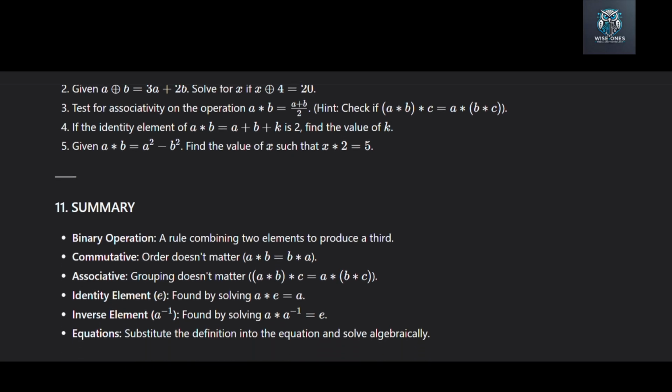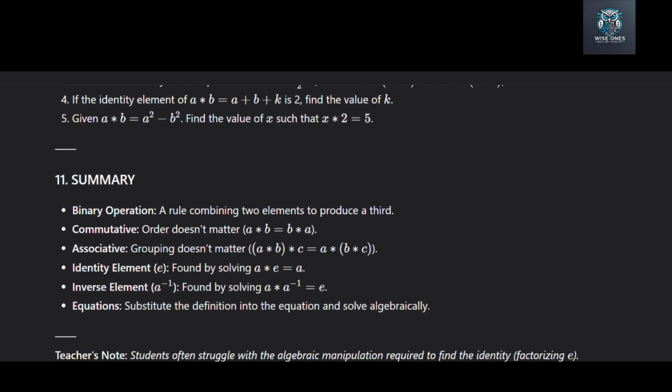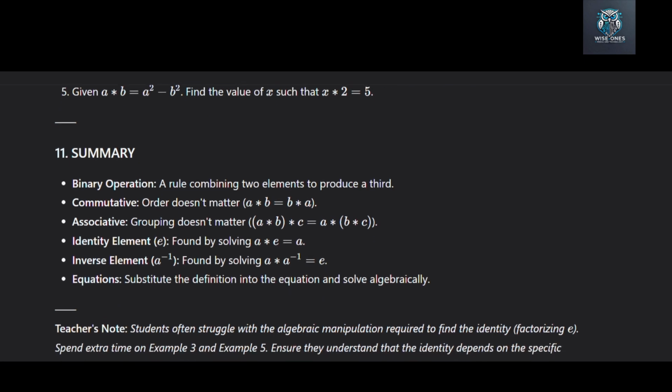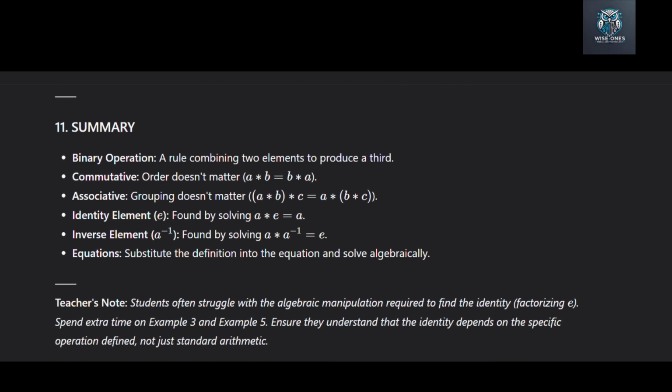Let us do a summary of what we learned today. Section 11. A binary operation is a rule combining two elements to produce a third. Commutative means order does not matter. Associative means grouping does not matter. The identity element E is found by solving a star E equals a. The inverse element is found by solving a star a inverse equals E. For equations, substitute the definition into the equation and solve algebraically.